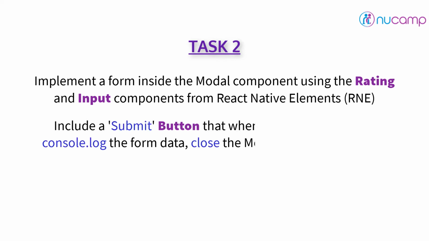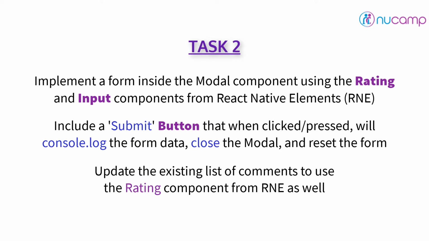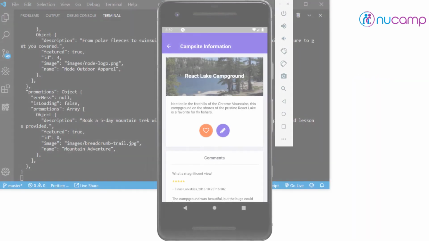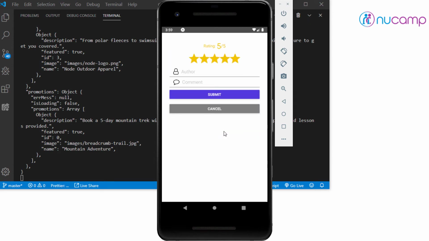You will include a submit button that, when clicked or pressed, will console log the form data, close the modal, and reset the form. And you will also update the existing list of comments to use the rating component from React Native elements as well. Your app will look and behave in this way at the end of task 2.